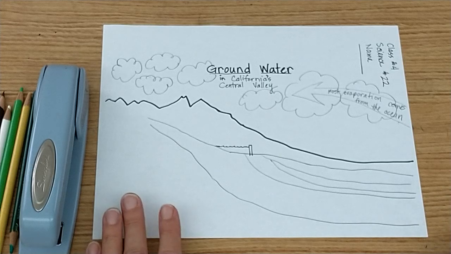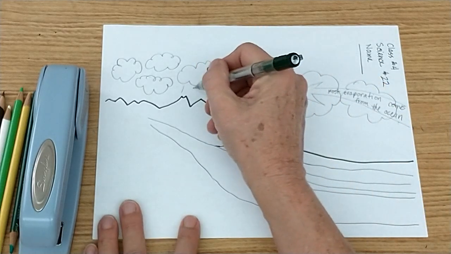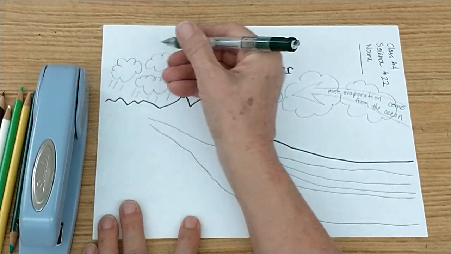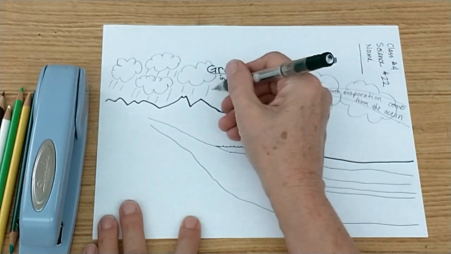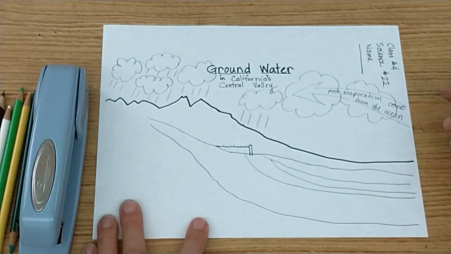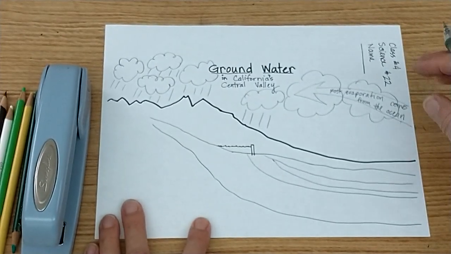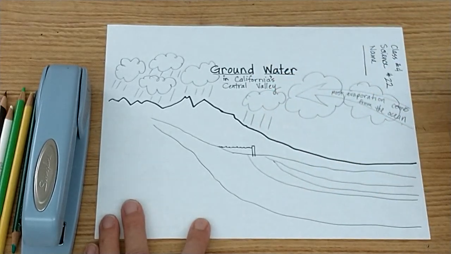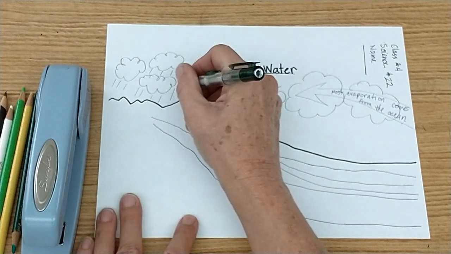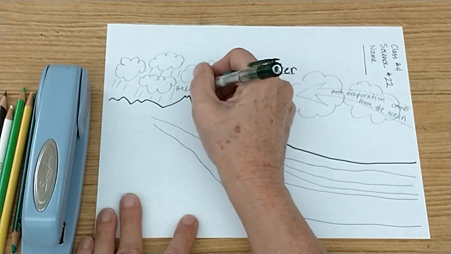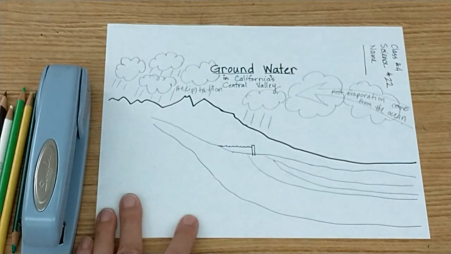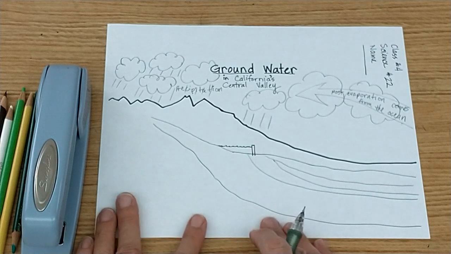And then you're going to draw some rain. So do some slanty lines coming off the clouds down onto the ground. And it can rain over here on the foothills too, but not so much over the valley. It rains more as the clouds begin going up the hill and cooling down. And so we're going to label that precipitation. You don't have to write this in cursive. We're labeling a picture.